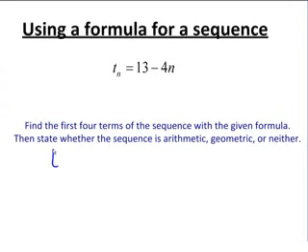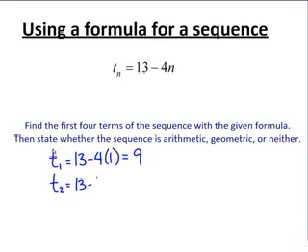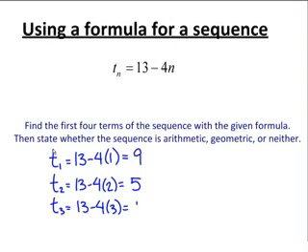We'll start this with n equals 1. So the first term is 13 minus 4 times 1 because n is 1. So the first term of this sequence is 9. Then n equals 2 will give us the second term. So t sub 2 is 13 minus 4 times 2, which is 5. Similarly, the third term is 13 minus 4 times 3, which is 1. And then lastly, the fourth term is 13 minus 4 times 4, which is negative 3.